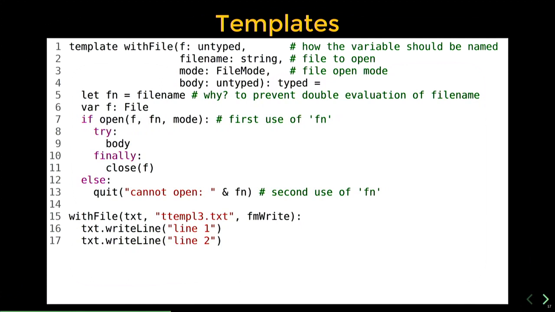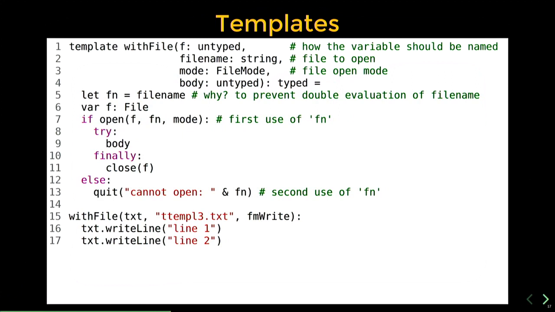Another example of a template is, for example, this withFile, where the usage is at the bottom, and ideally we would like to name what the variable will be, what the file will be called, also what file we want to open and how we want to open it. And the template receives, again, the name of the variable it's going to create, the file to open, the open mode, and again, a block of code which should be executed while the file is open.